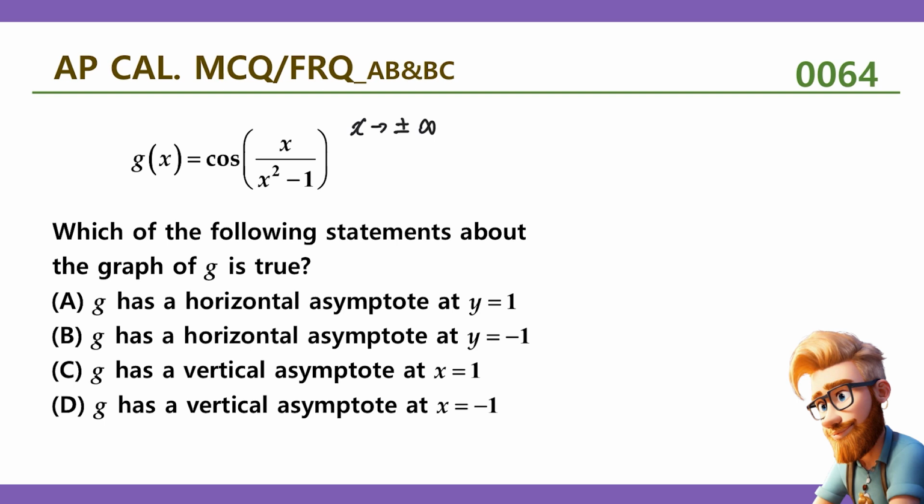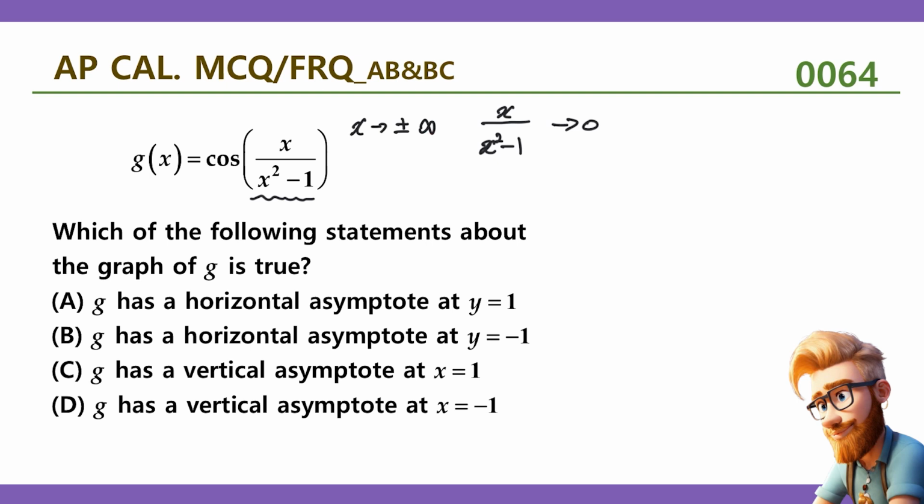Then what does this expression, x over x squared minus 1, approach? Well, that actually approaches 0, right? The degree of the denominator is 2, and the degree of the numerator is 1. When the degree of the denominator is greater than the degree of the numerator, it always approaches 0 when x approaches either positive or negative infinity.